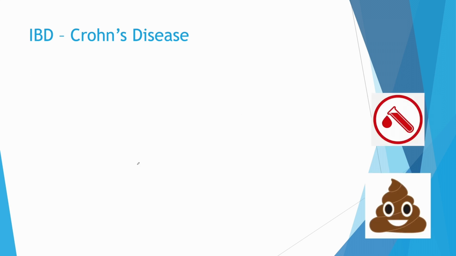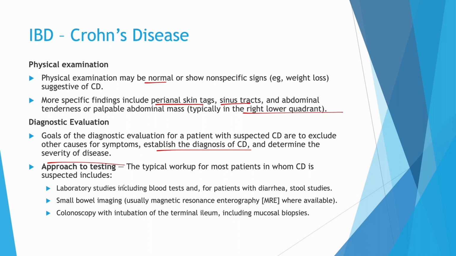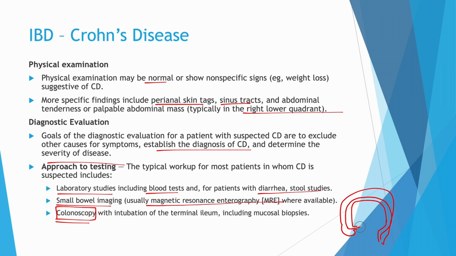When we test patients, it usually includes the typical workup of laboratory studies, and this includes blood tests and stool studies, plus or minus some small bowel imaging, usually an MRE, and a colonoscopy, which in most cases is the definitive diagnostic study. They usually do an ileocolonoscopy where they go through the entire colon, right? They go up into the colon, and right here at the cecum, this is the cecum, they do a push through. They go in and peek inside the terminal ileum, and they take biopsies from there.